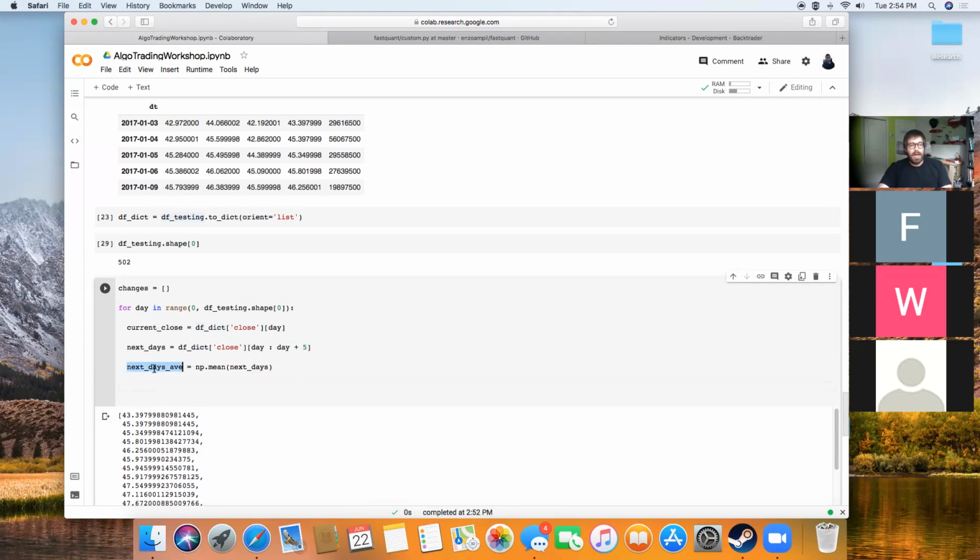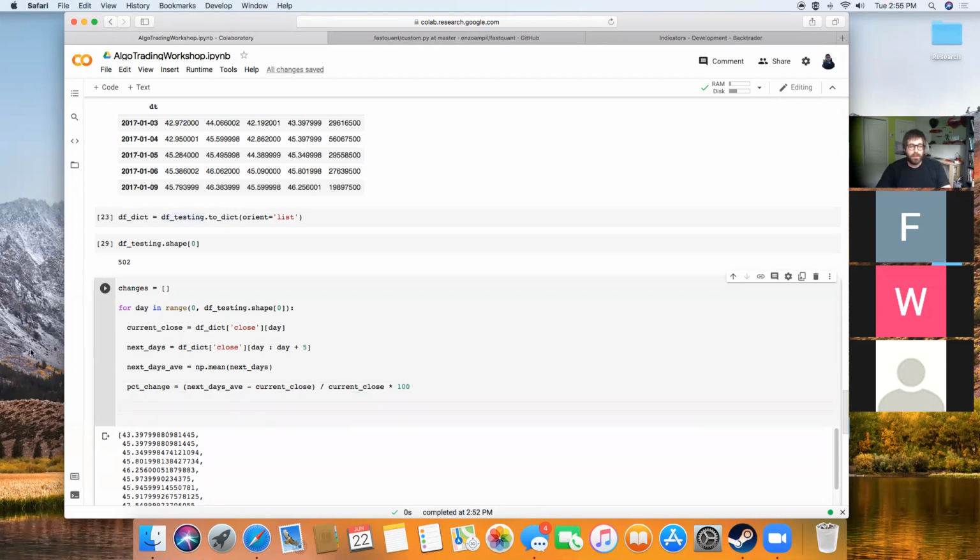Because we now have the average of the next 5 days and we have the closing price of the current day, we can simply calculate the percentage change. The percentage change would be the next days' average minus the current close price, divided by current close, and multiplied by 100. This will be the percentage change compared to the average of the next 5 days.